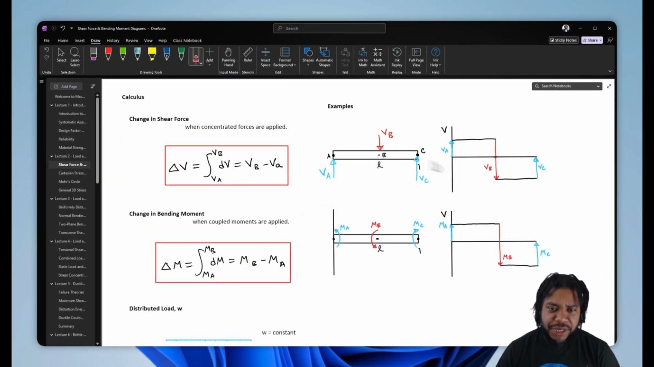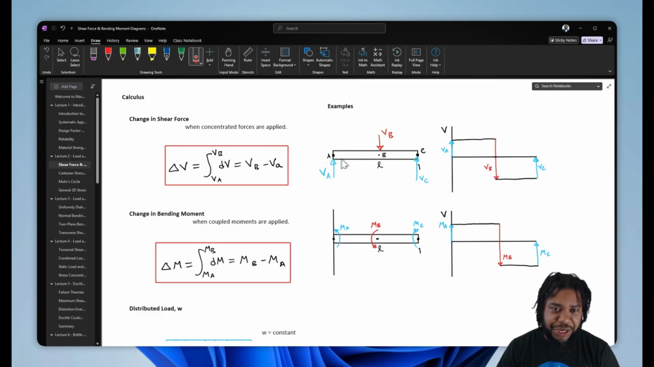So we have a beam. It's supported at A and at C by simple supports. And in the middle, we have applied a concentrated shear force, VB. That concentrated force is going to create a step change in our shear force diagram, where the change in shear force, delta V, is equal to the integral from VA to VB over dV. And that is basically equal to VB minus VA, right?